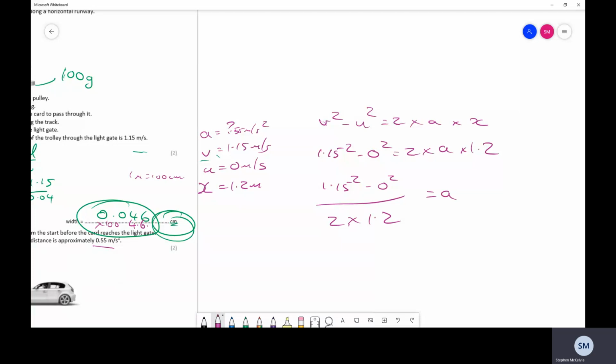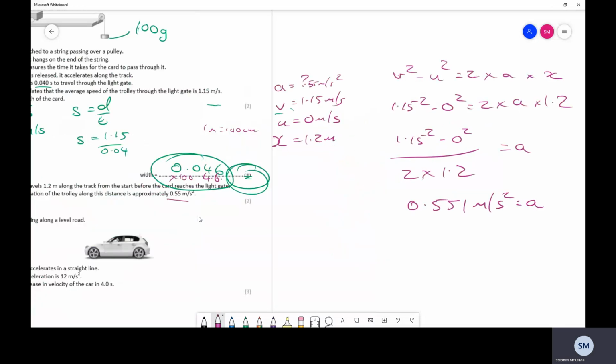1.15 squared. And I'm even going to write this in: minus 0 squared over 2 times 1.2. There we go, 2.4. Oh, it's not letting me do that. I pressed something wrong. Let's try again. 1.15 squared divided by that is equal to 0.55. 0.55 meters per second squared is my acceleration. So it did. That's good. Go team. Woohoo. Now it's going to take a bit of time to come back.